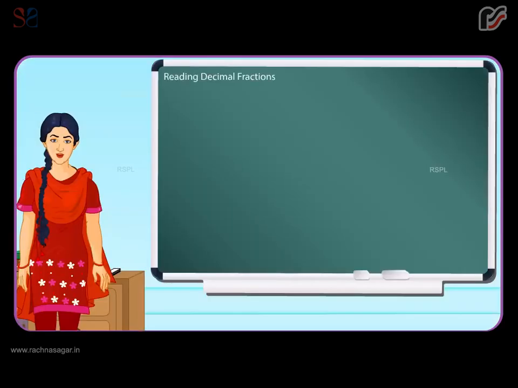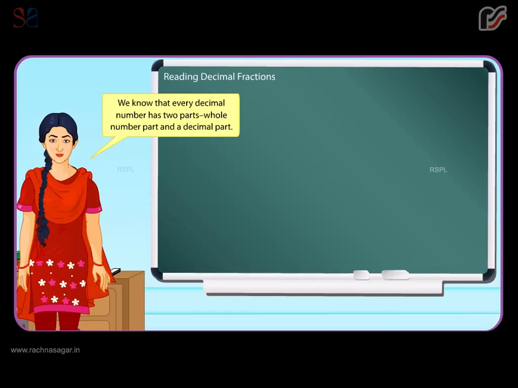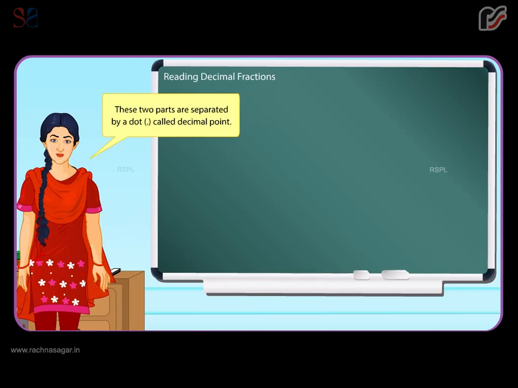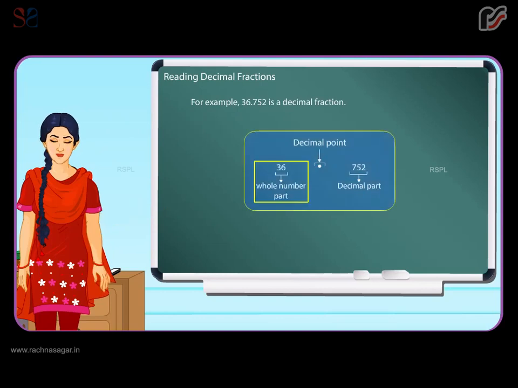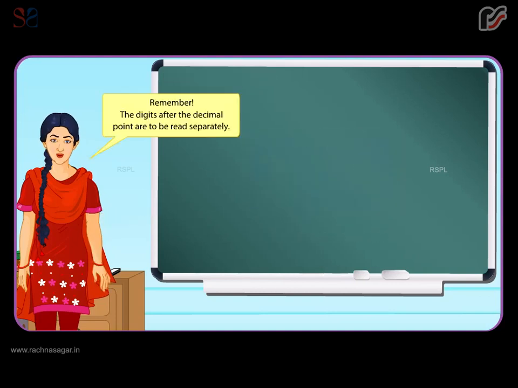Reading decimal fractions. We know that every decimal number has two parts, a whole number part and a decimal part. These two parts are separated by a dot called the decimal point. For example, 36.752 is a decimal fraction. It can be represented as 36, which is the whole number part, point is the decimal point and 752 is the decimal part. Read it as thirty-six point seven five two. Remember, the digits after the decimal point are to be read separately.